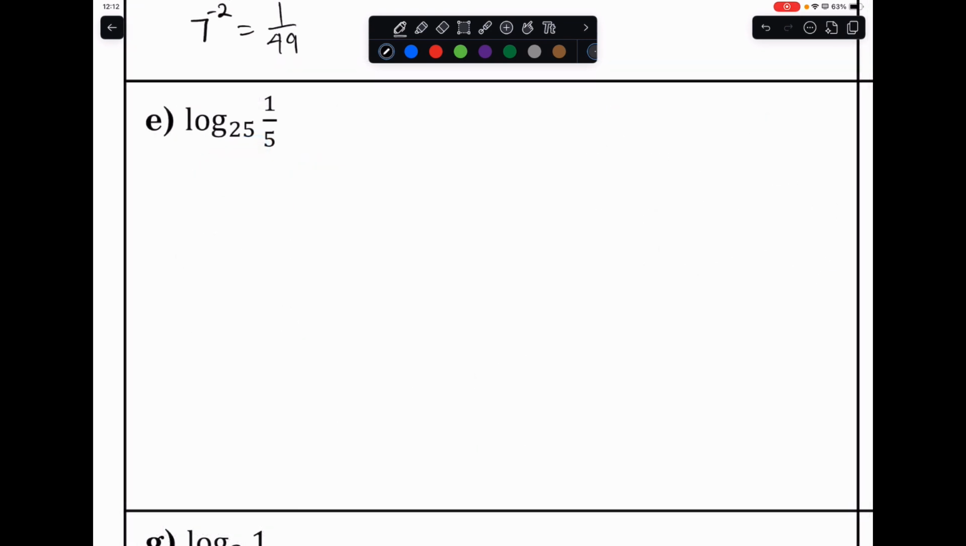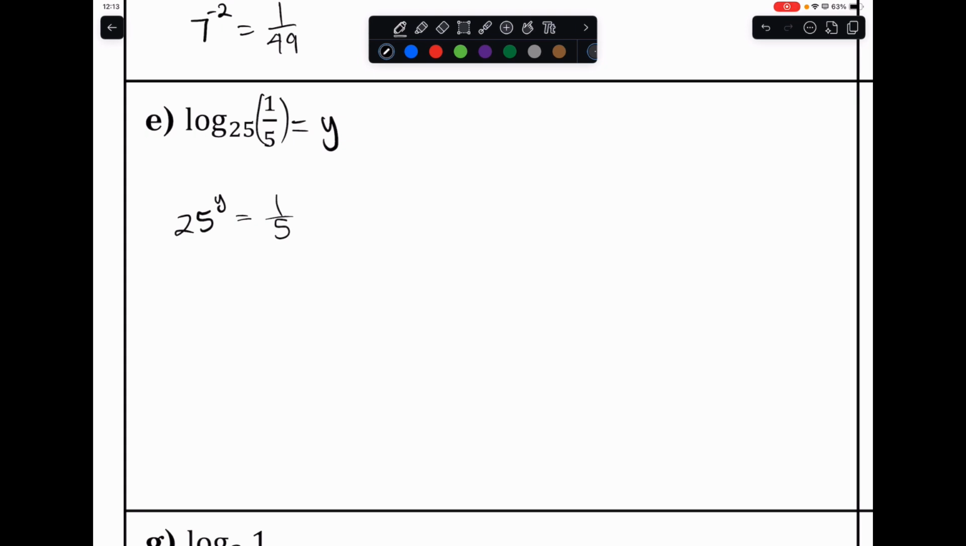Let's now apply this property and the previous property from example C to solve this one right here. So here again, we want to evaluate the log base 25 of this value, 1 over 5. So it has to equal some value. Again, we'll call it y. So the equivalent exponential form means that 25 is going to be raised to some power, so it equals 1 over 5.